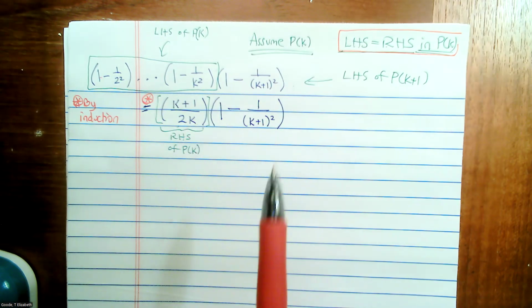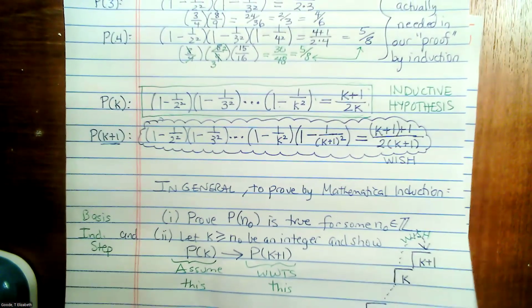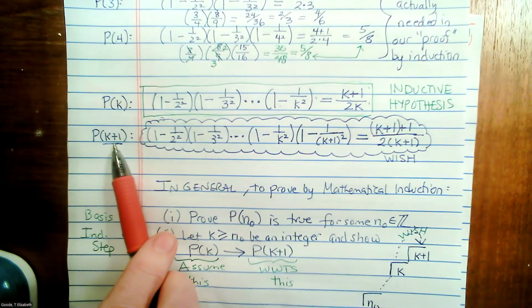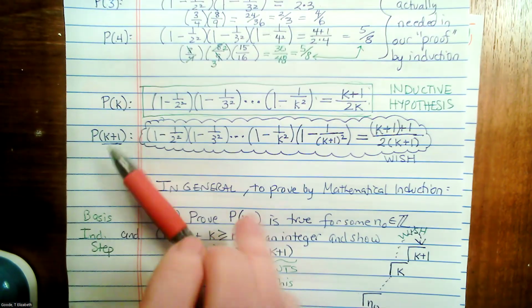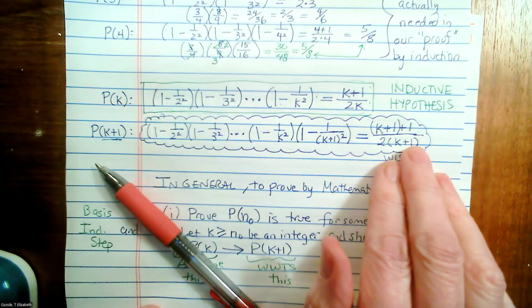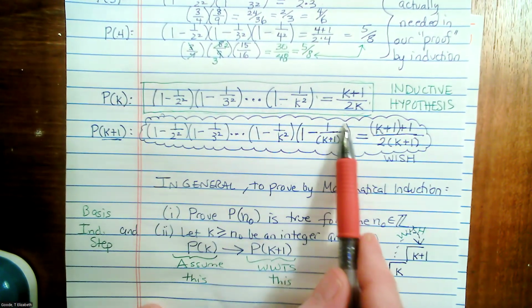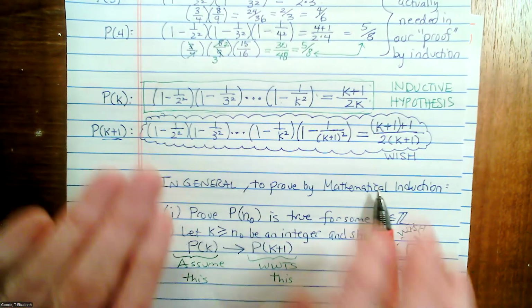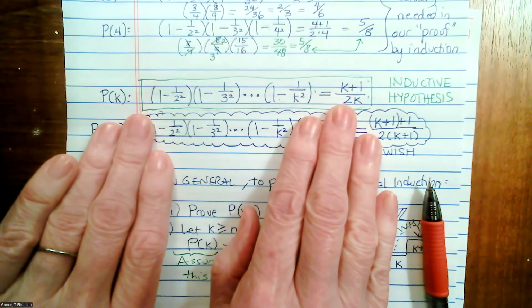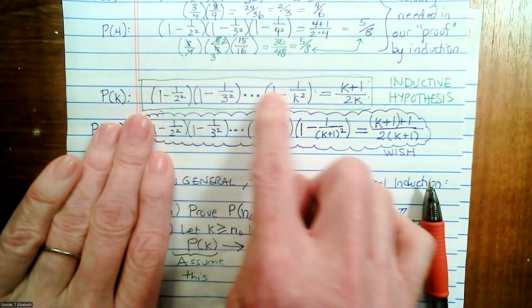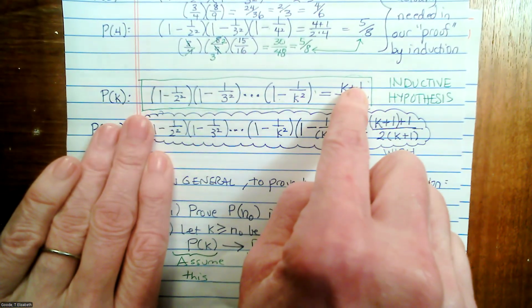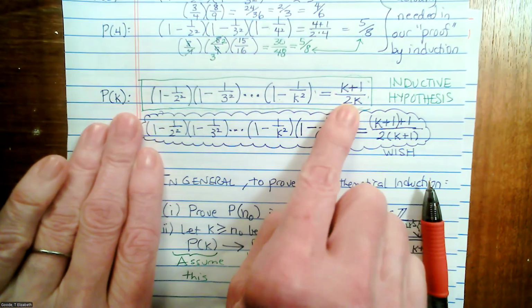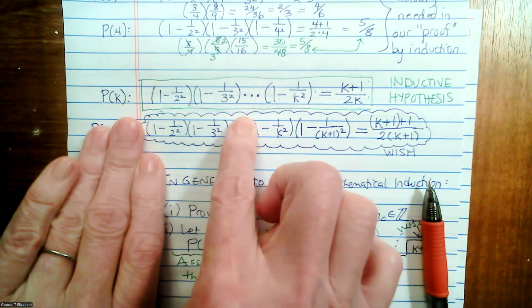Now, let's just look back at our notes. This is where paper and pencil really help. We're trying to prove P of k plus 1. We're trying to prove this equation is true. We are starting with the left-hand side of it. We took a look at part of the left-hand side and realized it was the left-hand side of P of k, and we put the k plus 1 over 2k in for this.